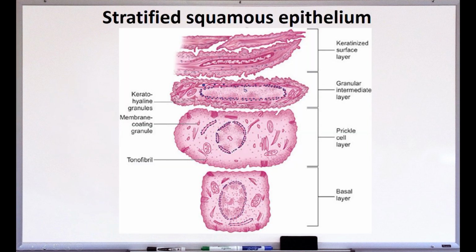Now let's understand about stratified squamous epithelium. Stratified means arranged in layers, and squamous means flat type of cells. It consists of 4 layers: stratum basale, basal layer; stratum spinosum, prickle cell layer; stratum granulosum, granular cell layer; stratum corneum, cornified layer. The uppermost layer, stratum spinosum, contains numerous dense granules called keratinosomes or Odland bodies, which are modified lysosomes.